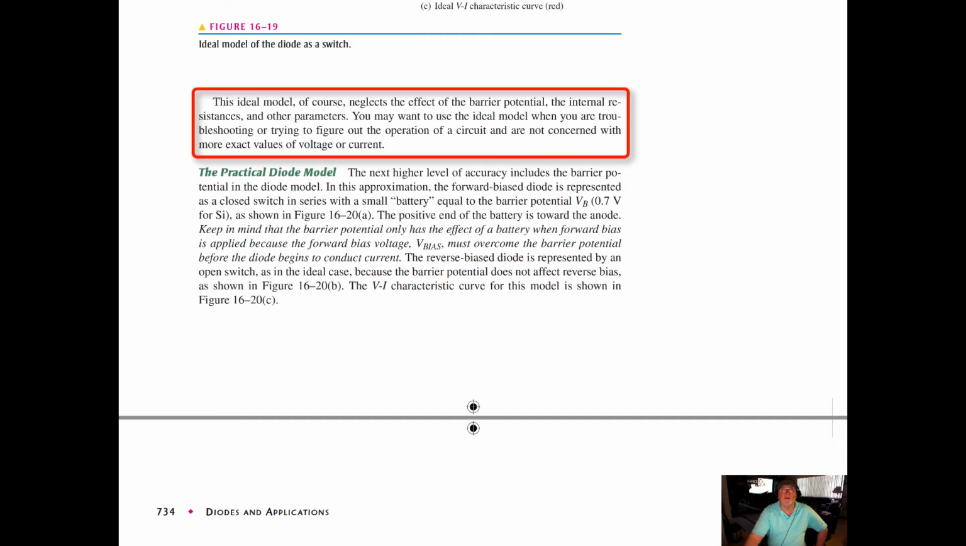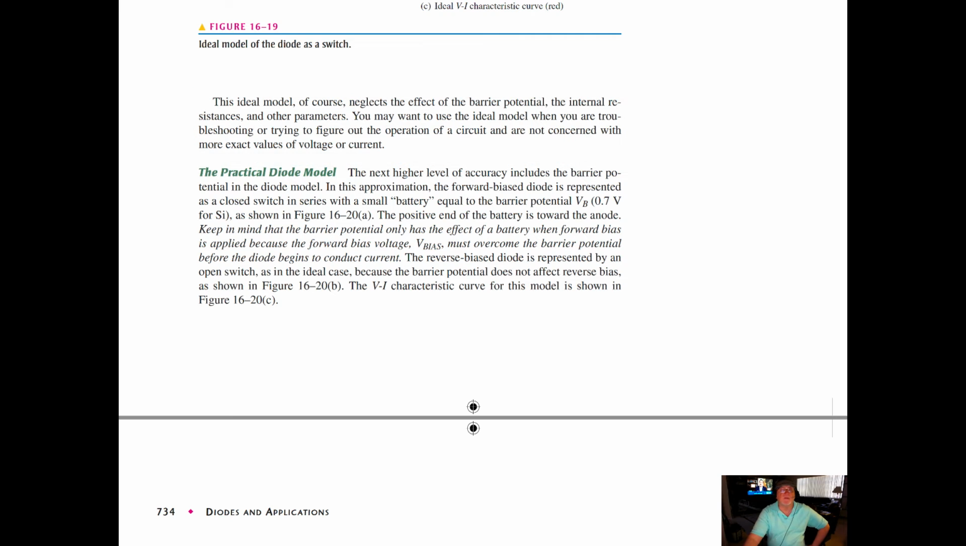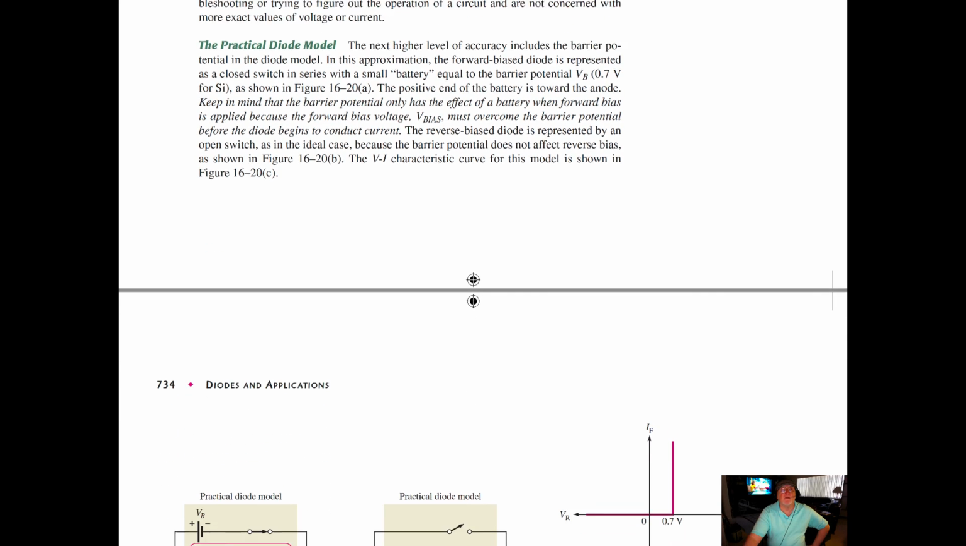You may want to use the ideal model when you are troubleshooting or trying to figure out the operation of a circuit and are not concerned with the more exact values of voltage and current. So next we have the practical model.